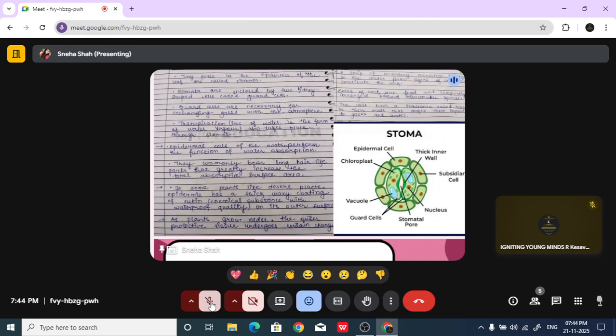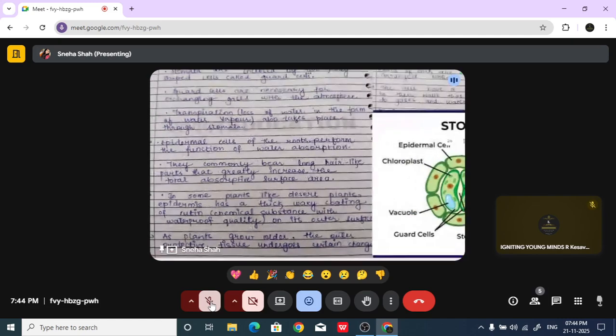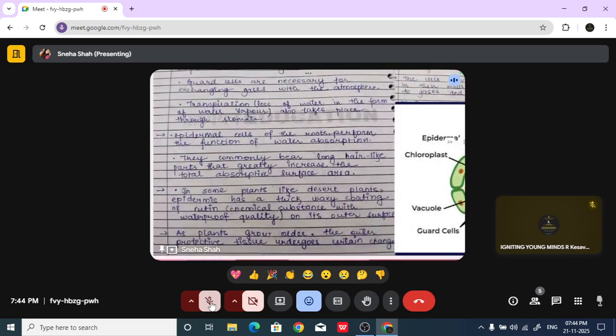The most convenient way to increase surface area on any surface is to have tiny hair-like structures, which will increase the absorptive surface area. So what do the epidermal cells of the roots commonly bear? They commonly bear long hair-like parts that greatly increase the total absorptive surface area.